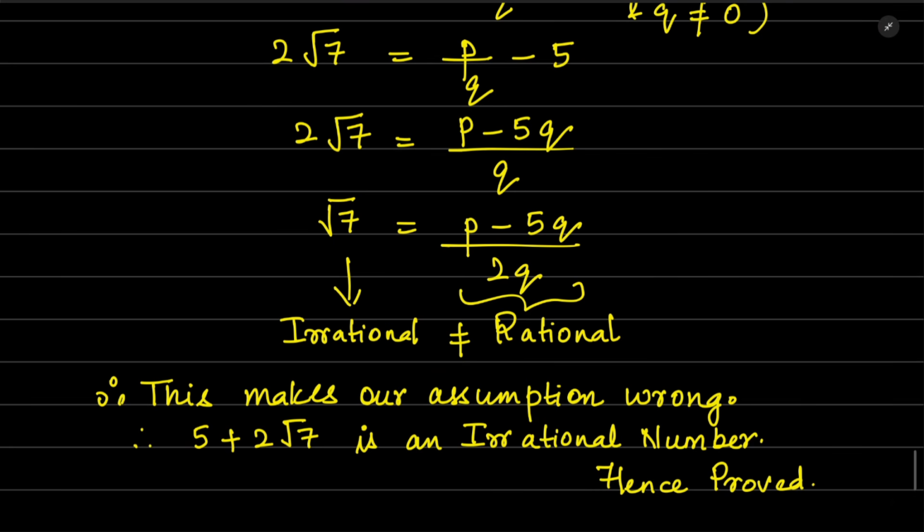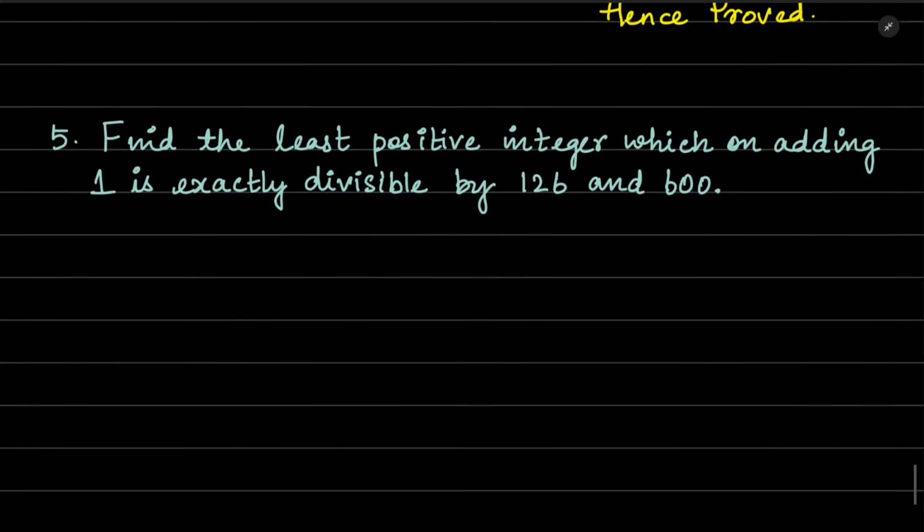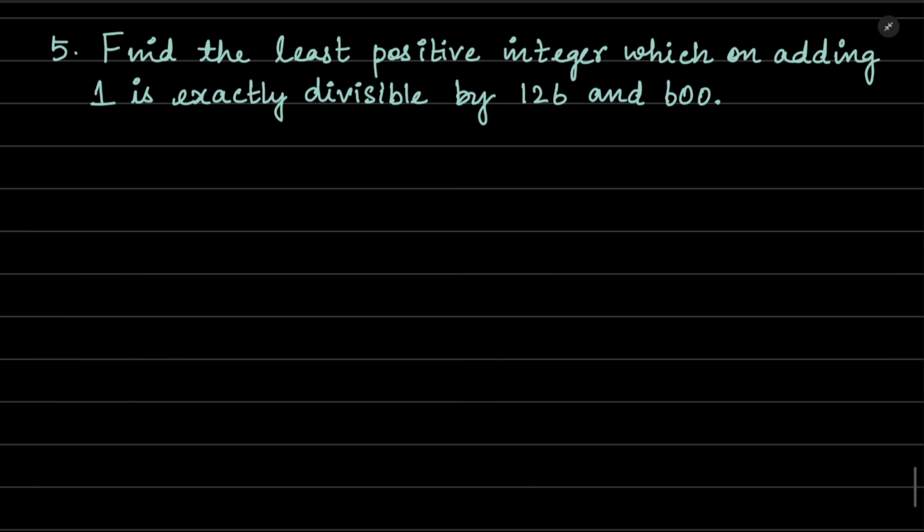Hope you understood. It's a very, very important question. Let's move on to the next. Find the least positive integer which on adding 1 is exactly divisible by 126 and 600.